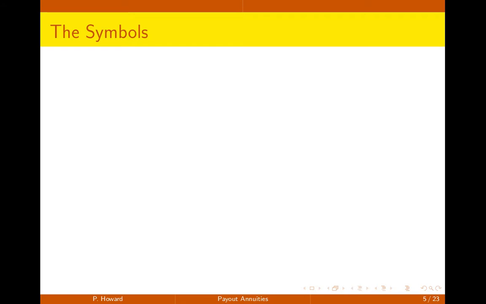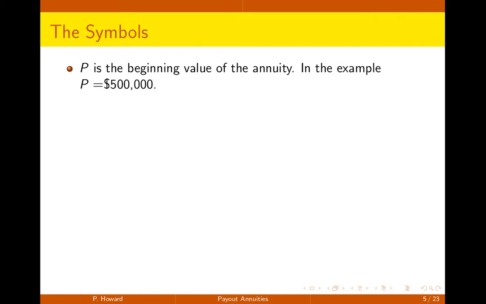So here are the symbols. P is the beginning value of the annuity. That symbol is probably familiar. In our example, P is $500,000.